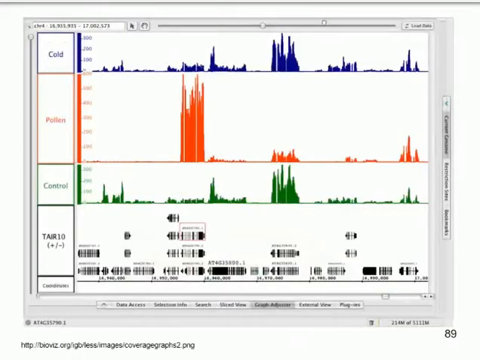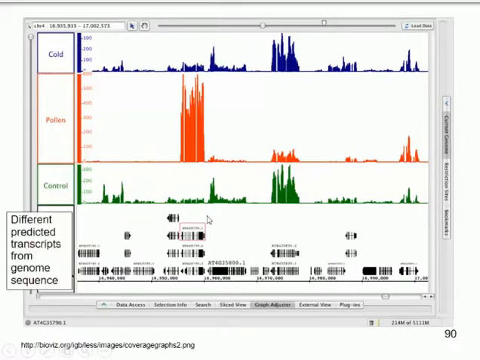So here's an example. This happens to be from plant RNA from different bits of the plant or different treatments. What you've got in the bottom row are predicted transcripts from the genome sequence. And the vertical bars represent exons, and you've got different coding regions here, like the one shown in red there.